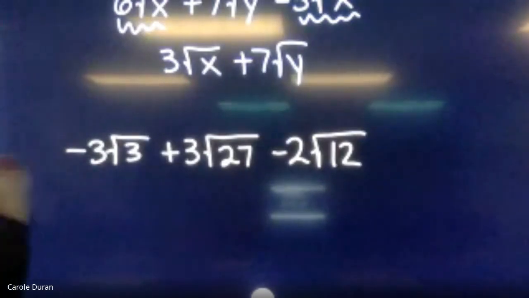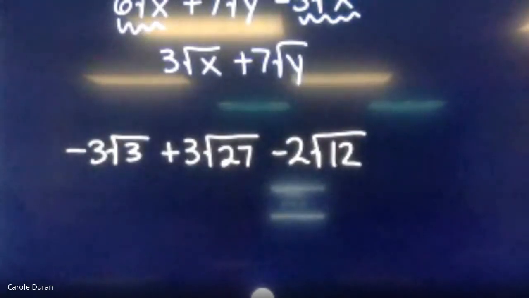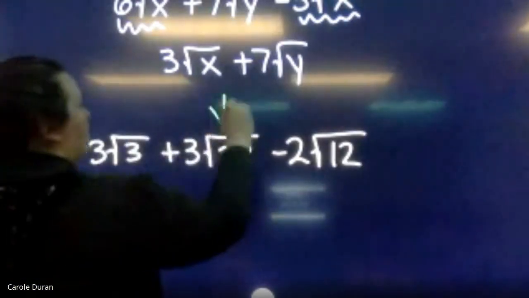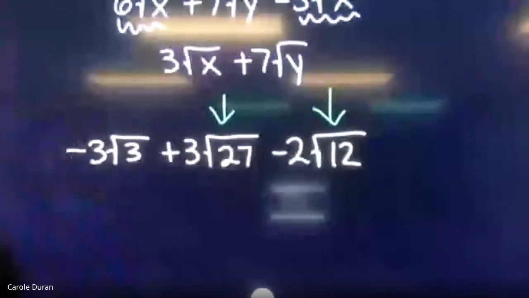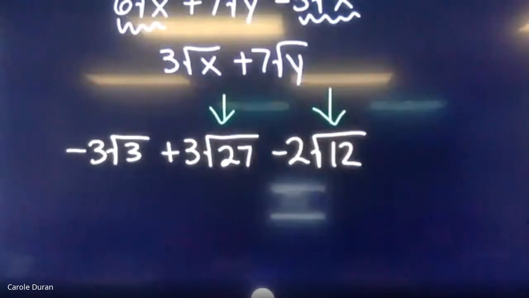Okay, so as I'm looking at this right now, there's nothing I can put together, but I also recognize that this term and this term are not simplified under my radical. Each of those two has a perfect square still in there. So what I need to do is simplify each of those, and then I can see if I can combine any like terms. So I'm going to factor tree these.